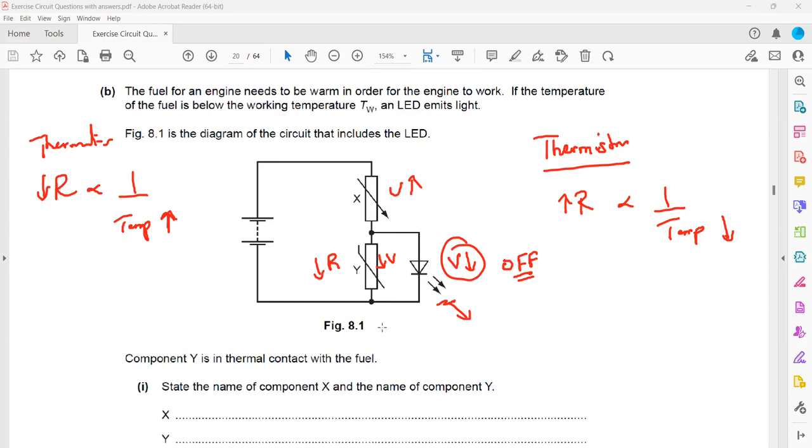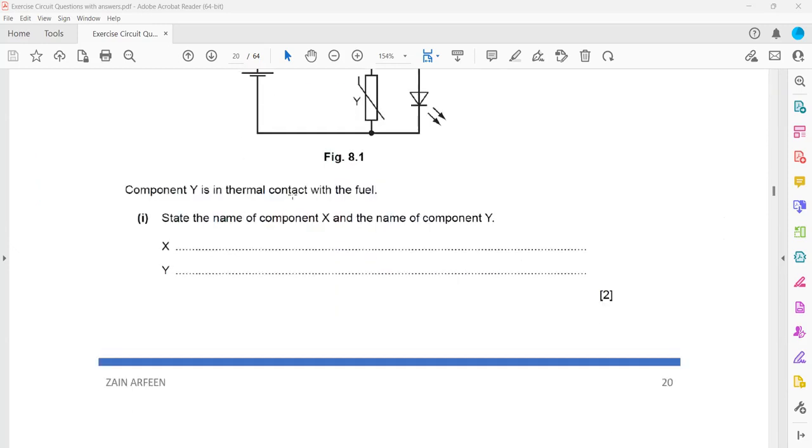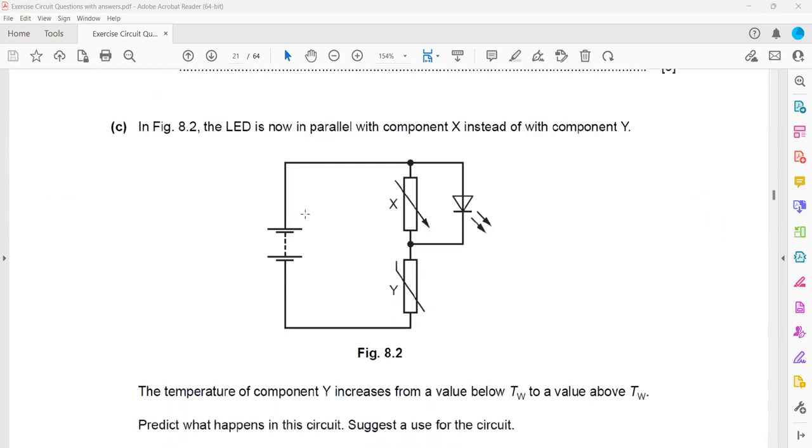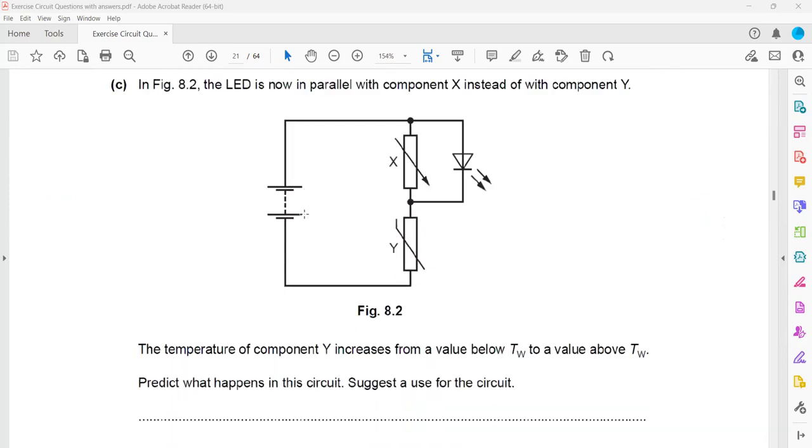So resistance and temperature of a thermistor are inversely proportional. Now we change the position. In Figure 8.2, the LED is now in parallel to a component X, which is a variable resistor. The temperature of Y increases from a value below T to a value above, like temperature is increasing. Predict what happened to the circuit.